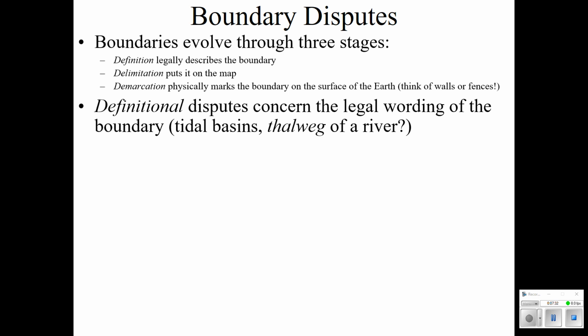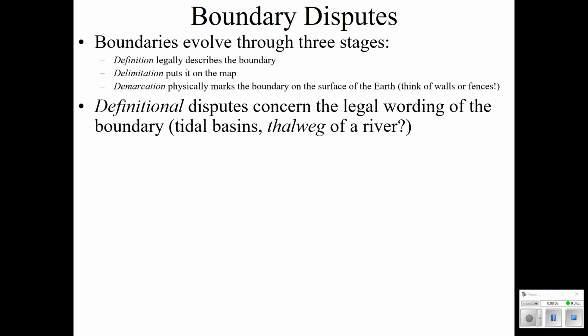Definitional disputes concern that legal definition. For example, sometimes countries will say that their border is the river that is between them. But where in the river? Is it the deepest part of the river? Is it one shore or the other shoreline? For example, where I go to read AP exams in Cincinnati, Kentucky and Ohio legally define the border as the Ohio River, but it's the Ohio side of the river that is the boundary. So Kentucky quite literally owns the water of the Ohio River. As soon as you get off the shore of Ohio, you're in Kentucky, in the water.